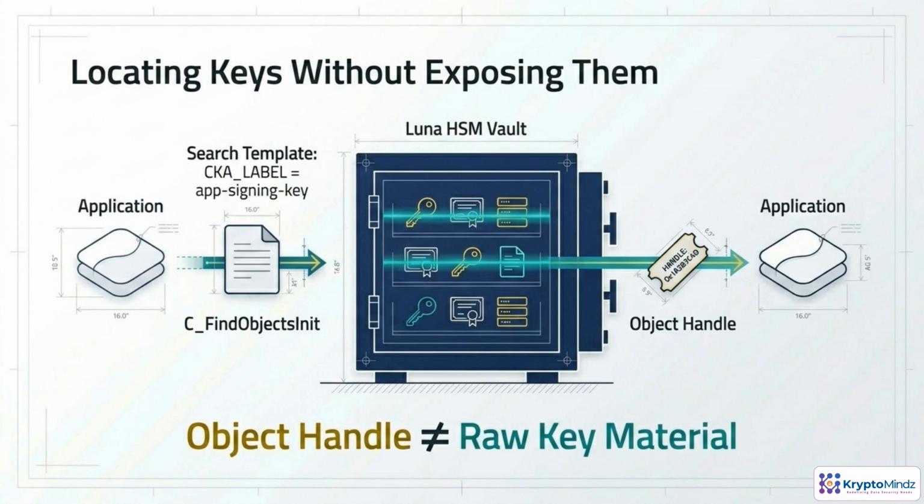Applications never pull private keys out of the HSM. Instead, they search for key objects and receive opaque handles in return. In code, you build a template, such as give me a private key with label app signing key, then call C_FindObjectsInit, loop with C_FindObjects to collect handles, and finally call C_FindObjectsFinal. Each handle is just a temporary reference for that session, so consistent labels and IDs are what make your design predictable and maintainable over time.